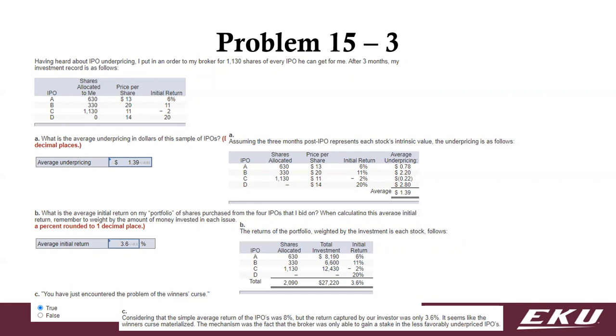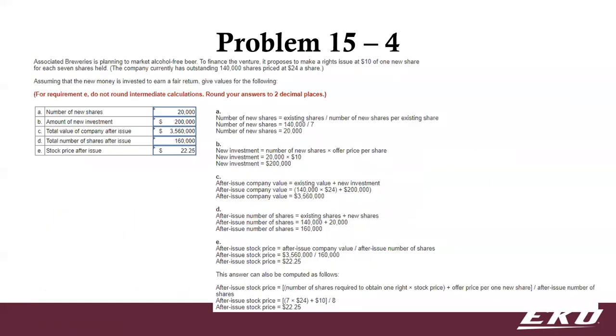What's the average return of the portfolio from the 4 IPOs bid on when calculating the initial return? Remember to weight by the amount of money. So you see the shares allocated, you see the total investment, you see the return, and so you have your average initial return. Is this the winner's curse? It seems like yes, it is, right? You win, but by winning, you're not. So let me move on to number 4.